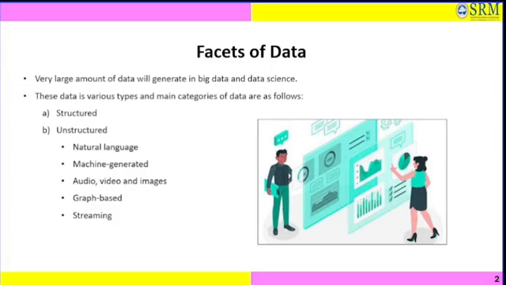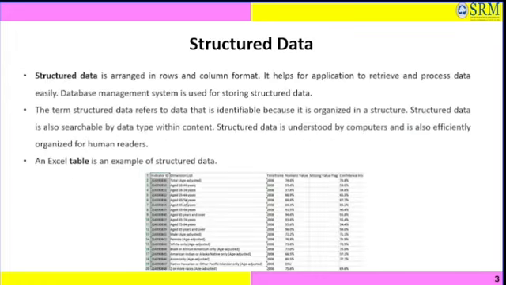If it is unstructured data, it may be natural language, machine generated data, audio, video and images, graph based and streaming. These are all examples of unstructured data. We will discuss one by one. First, structured data. It is arranged in rows and column format. It helps applications to retrieve and process data easily. Example, a database management system we can use to store our structured data.